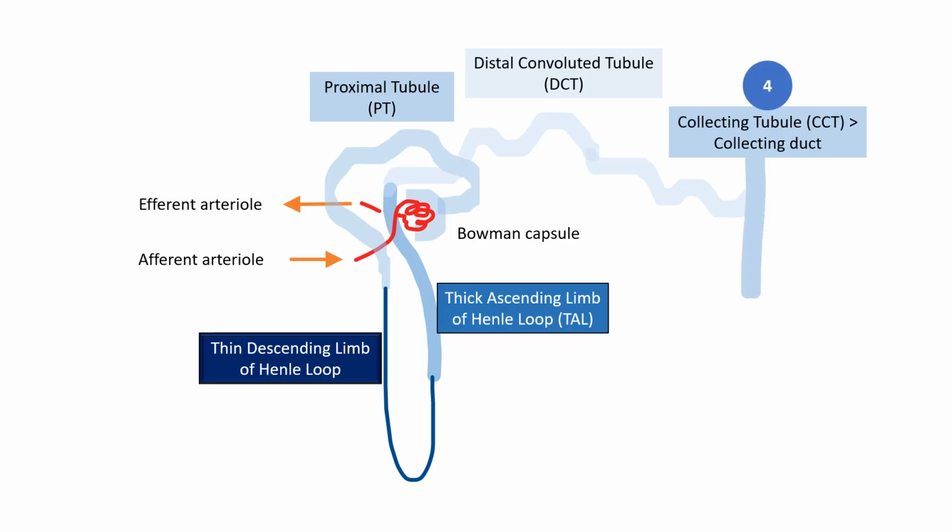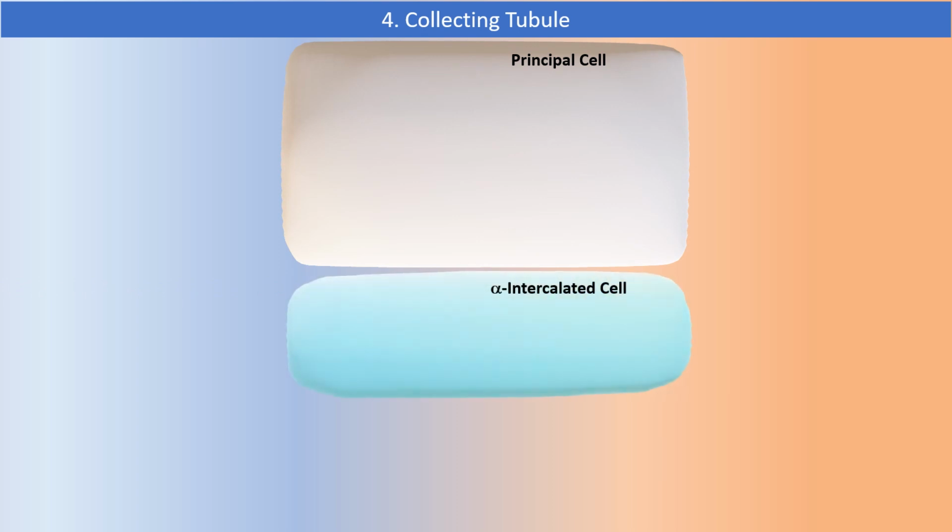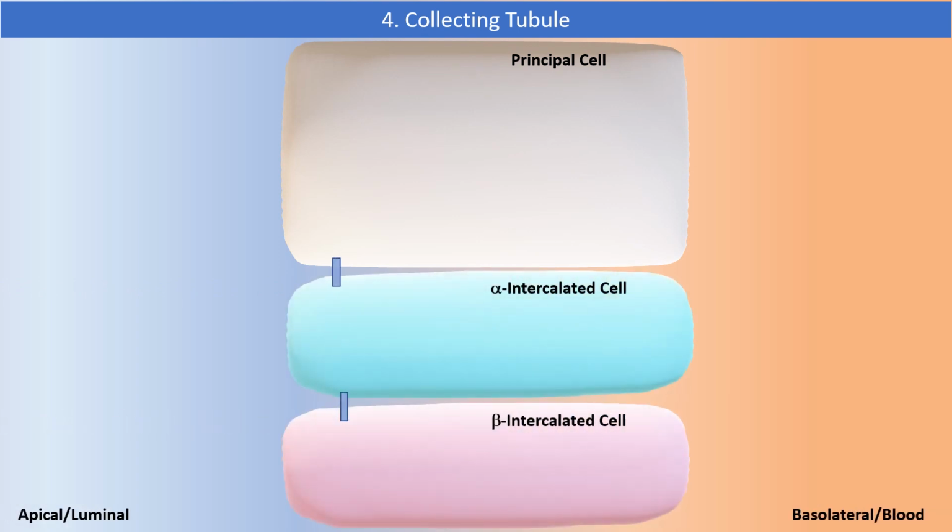Our last nephron segment of interest, the collecting tubule. So what are the functions of these cells? We are at the last nephron segment, the collecting tubule. There are 3 distinct cell types at the collecting tubule: principal cell, alpha intercalated cell, and beta intercalated cell. Apical on the left, basolateral on the right.